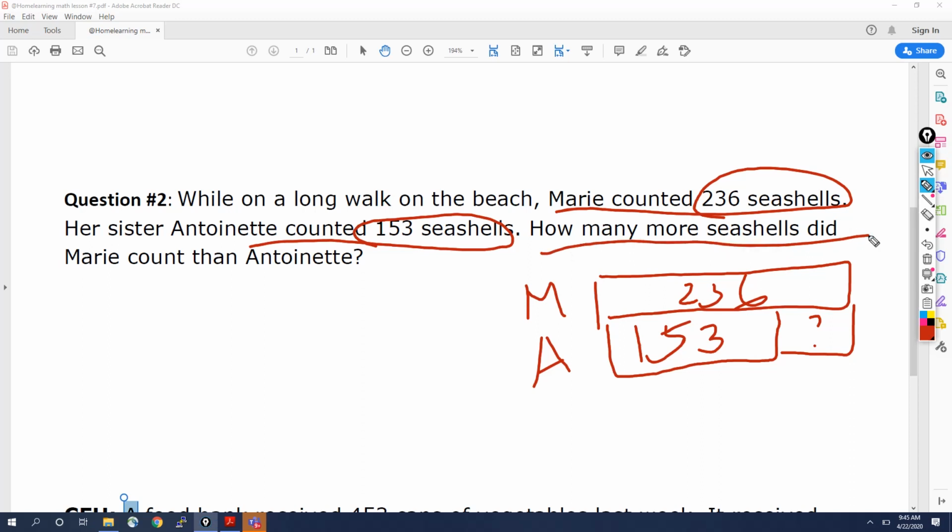In this type of story, they can ask you two different ways. They can ask you how many more seashells does Maria count than Antoinette, or they can ask you how many fewer seashells does Antoinette count than Maria. Both questions will give you the same solution. So 236 take away 153 equals blank.